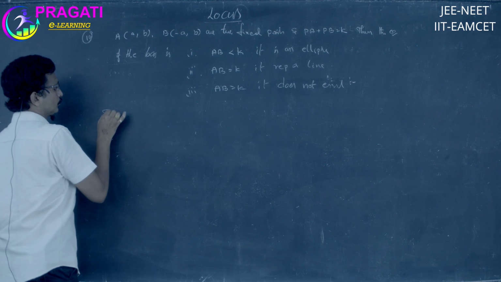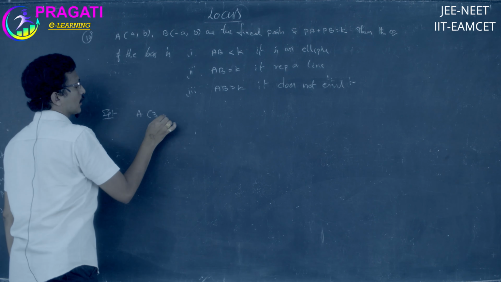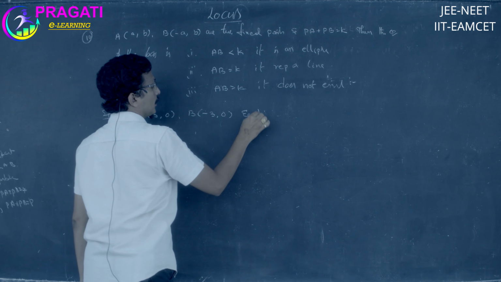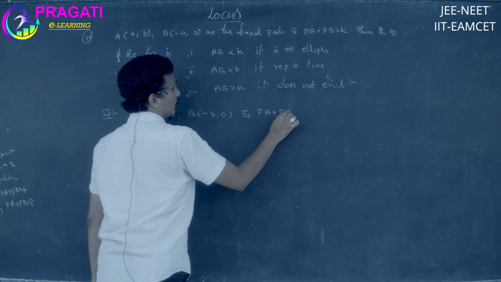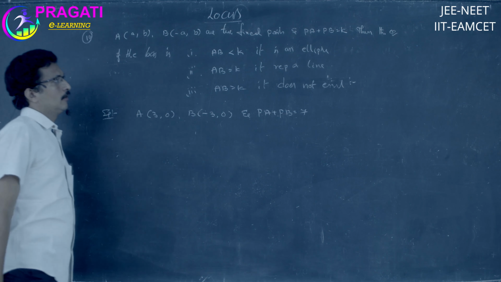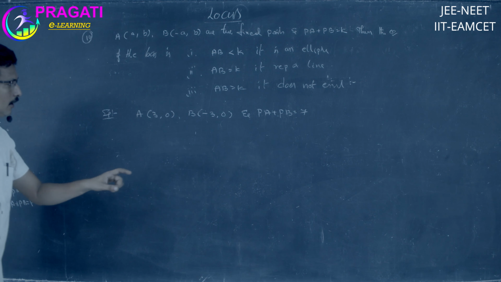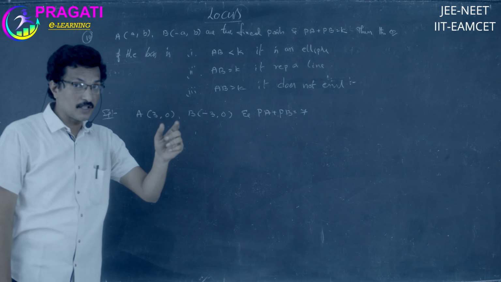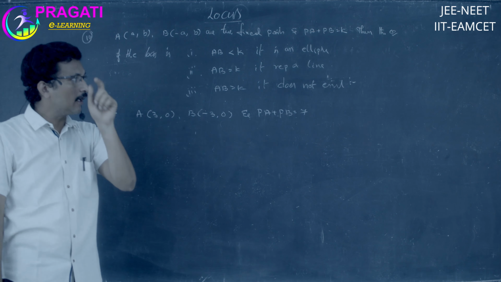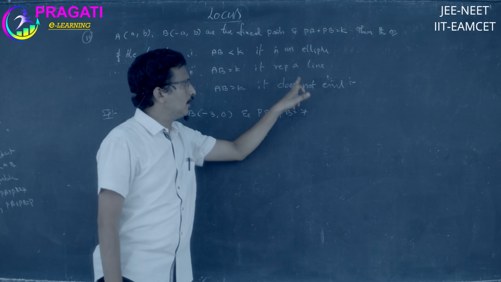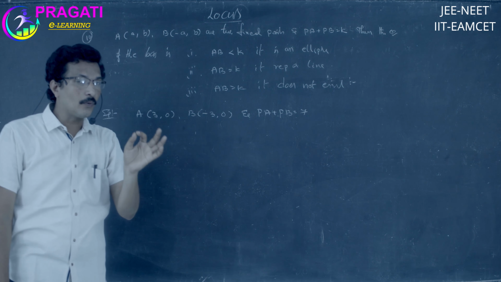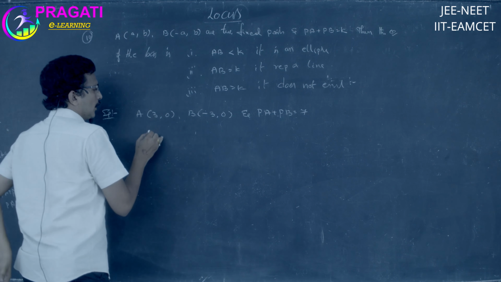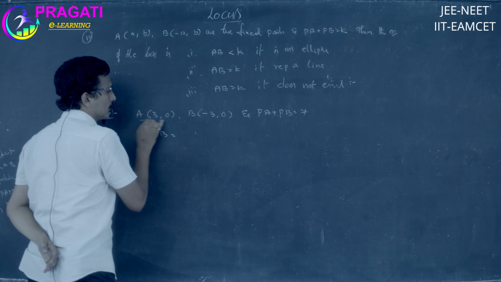Here is one example on the synopsis. Suppose A is (3, 0) and B is (minus 3, 0) and PA plus PB is equal to 7. Already in the previous synopsis we used this problem to find the equation. Here, is it an ellipse, or a line, or does it not exist? So what is AB?